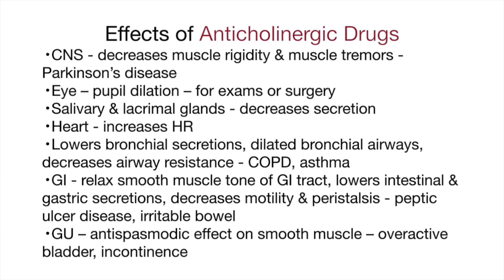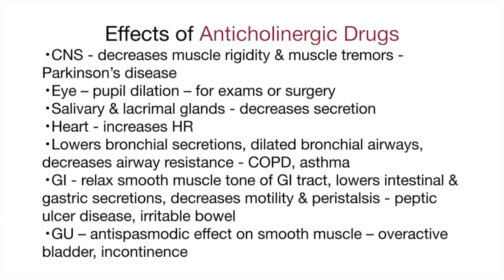On the respiratory tract, anticholinergic drugs decrease bronchial secretions, dilate bronchial airways, and decrease airway resistance, and are given for COPD and asthma. On the GI system, they relax the smooth muscle tone of the GI tract, decrease intestinal and gastric secretions, and decrease motility and peristalsis. They are used for peptic ulcer disease and irritable bowel.